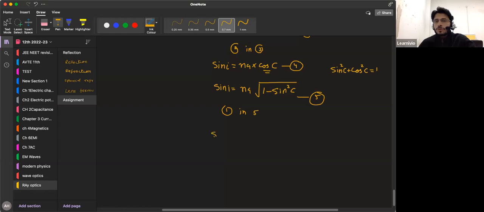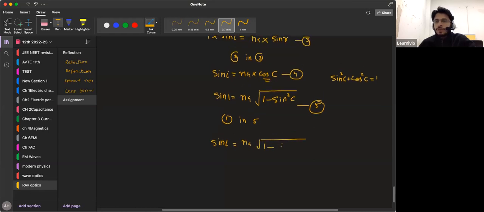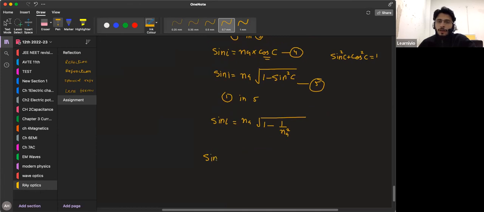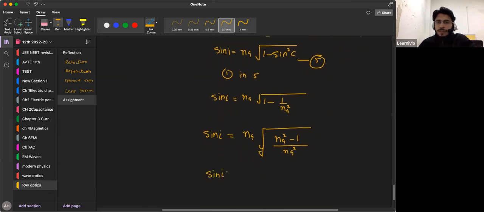So when we do the substitution, we get sin I is ng root over 1 minus sin square C. Sin C is 1 by ng, so 1 by ng square. So we have sin I is ng root over, when we take LCM, ng square minus 1 divided by ng square. This is whole under root. So when you take it outside, the denominator becomes ng. So you have sin I is ng divided by ng, the refractive index of glass, root over refractive index of glass square minus 1, and the ng gets cancelled.